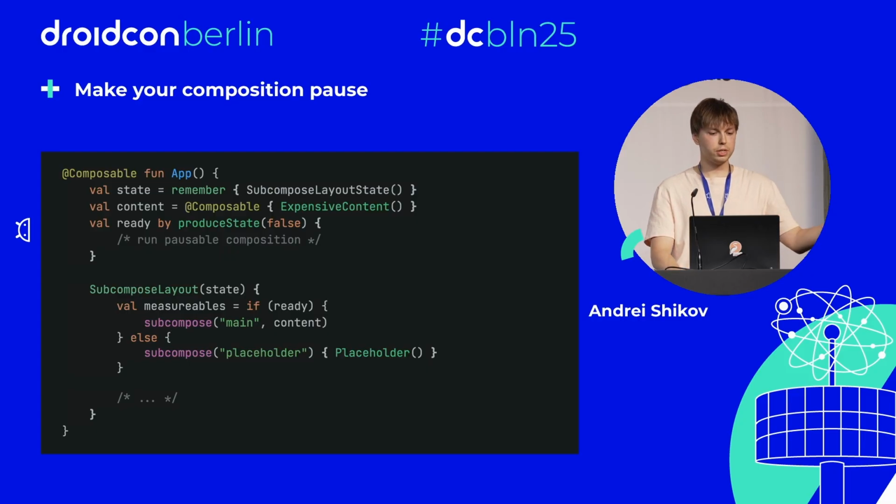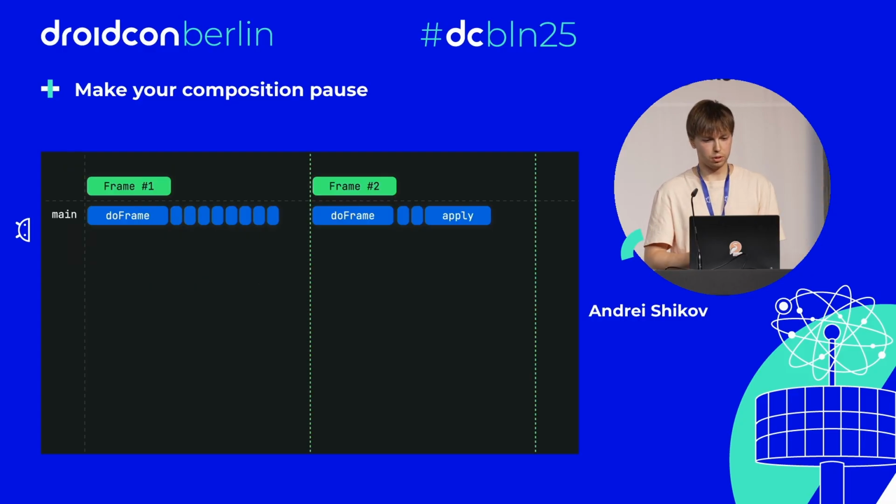And only when it's ready, we present it, measure it, and do something. So if you look at the perfetto trace of this feature, what you see is something like this. We do many compose blocks in between frames, and at the end we apply. And you won't see a big composition block inside your measure or draw frames anymore.